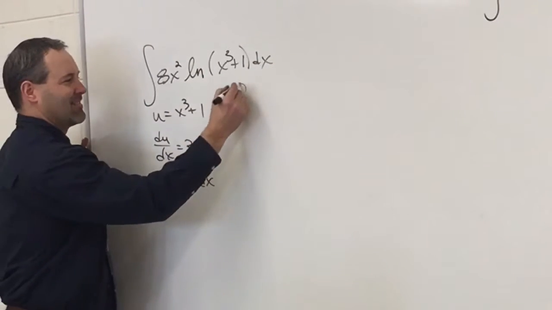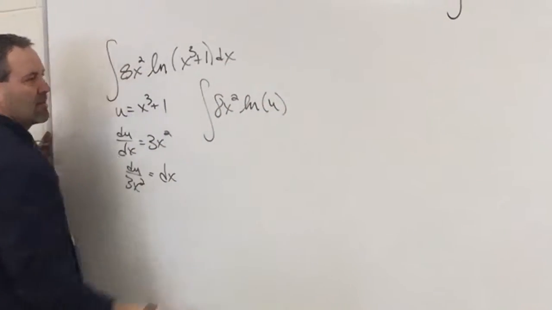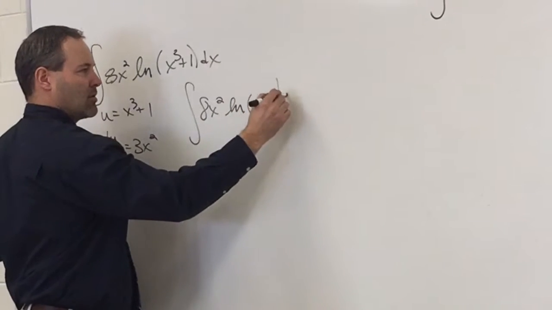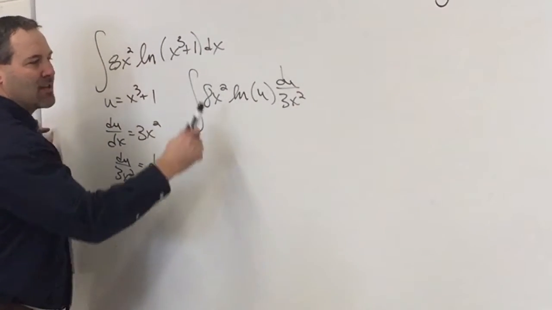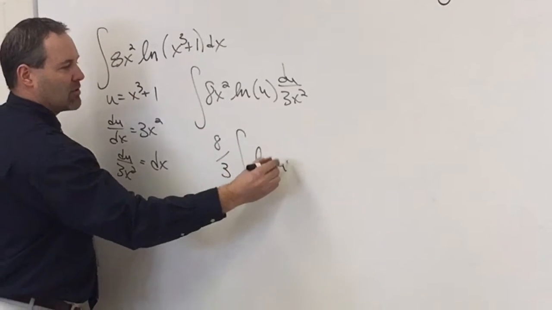Then it's solved. dx is du over 3x squared. So the x squared disappears. I get an 8/3. Integral natural log of u du.